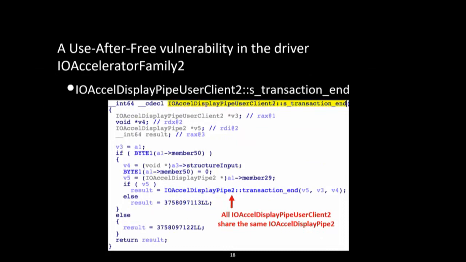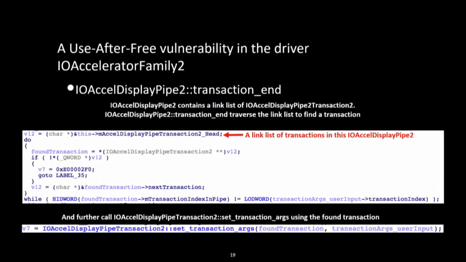The second bug is a use-after-free vulnerability in IOAccelerator family 2. It has a method called sTransactionEnd. In this method, the user client will call TransactionEnd in IODisplayPipe2. Note that all user clients share the same pipe 2 instance. Pipe 2 contains a linked list for transactions, and pipe 2 will traverse the linked list to find a transaction, and then call setTransactionArguments for the found transaction.